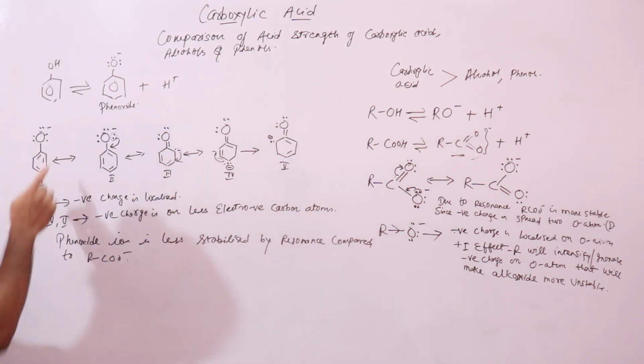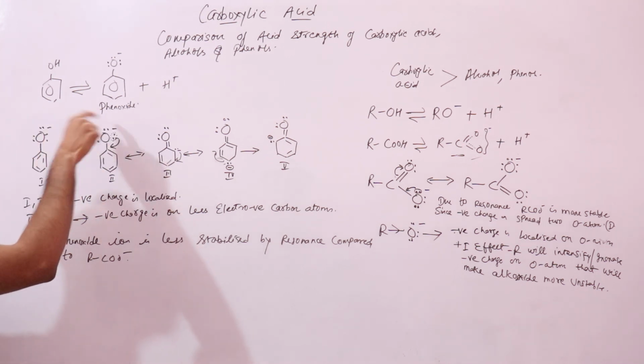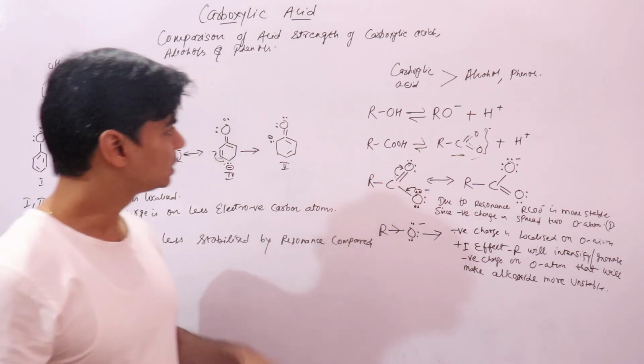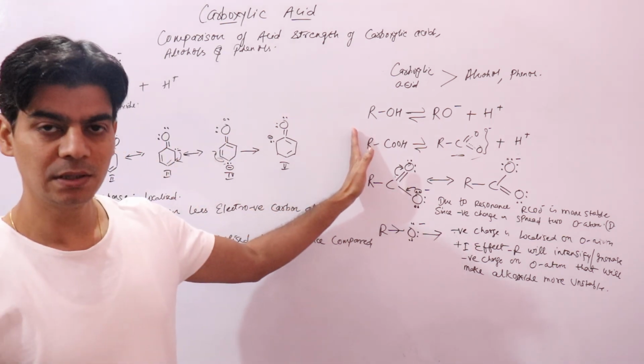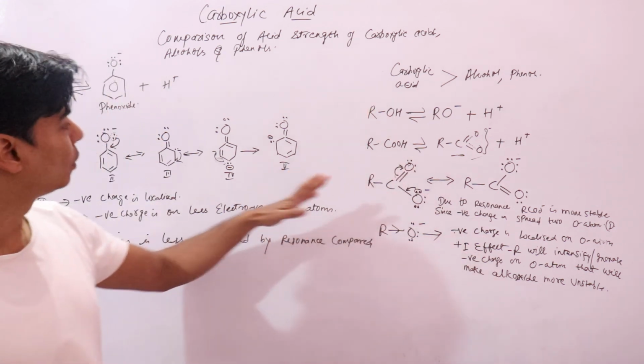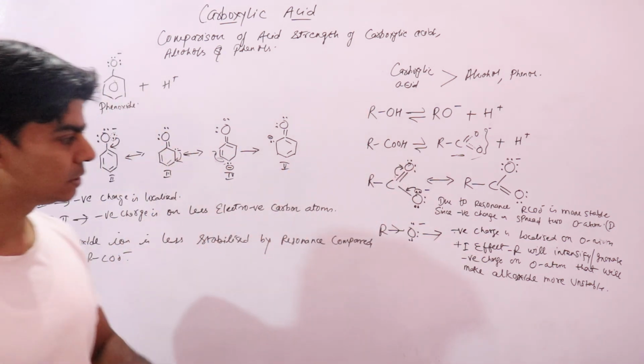In addition to that, negative charge is localized on these oxygen atoms. I hope this is clear. So this makes carboxylic acid more acidic than phenols and alcohols. I hope this is clear. Thanks.